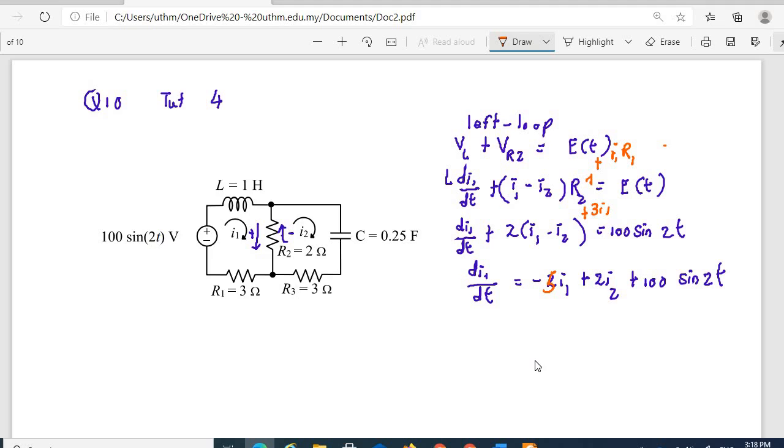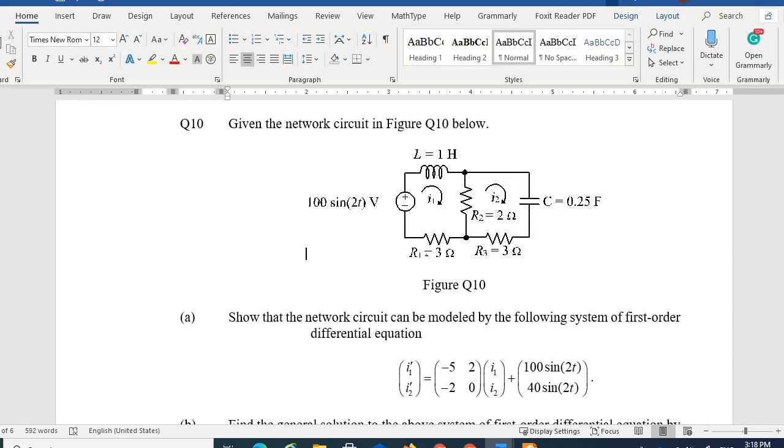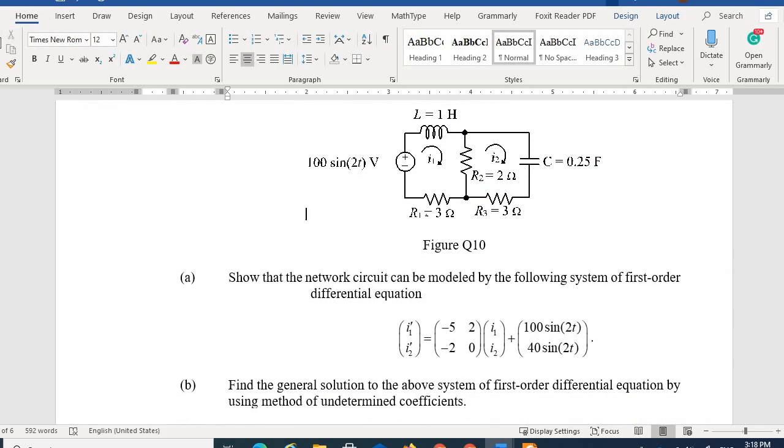Bring to the right hand side, so it becomes positive 2I2. That's why you get this. If you read back, I1 prime is actually, I couldn't write it in Word, I1 dt. The first row is actually dI1/dt. Some of you may be confused about how you do it.